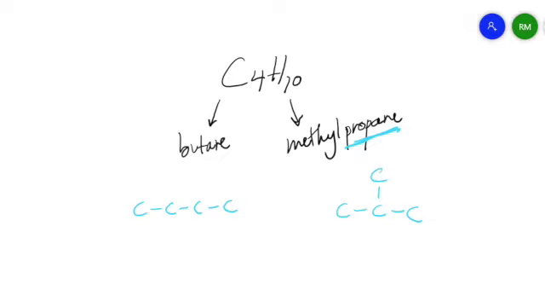If I was to draw it in skeletal formula to make it a bit clearer, it would look like this. This is butane, whereas this is methylpropane. So you can see here that the carbons go from 1, 2, 3, 4, whereas here there are only 1, 2, 3 in the main chain, and the fourth one is actually a methyl branch.